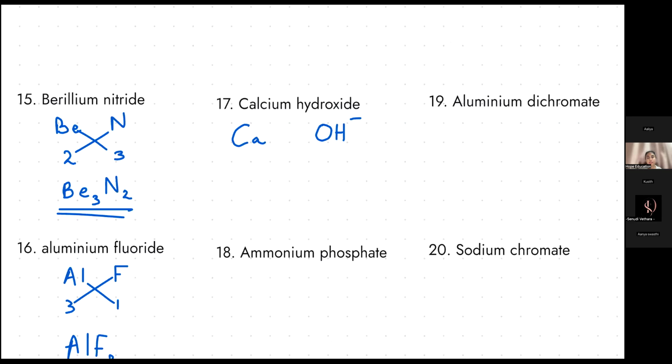So what is the valency of calcium? 2. What is the valency of hydroxide, OH minus? 1. Cross-multiplying, calcium gets 1, OH gets 2. So for OH 2, I put a bracket and put OH 2.